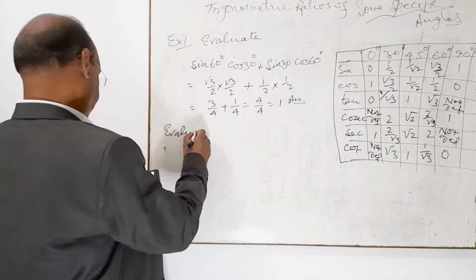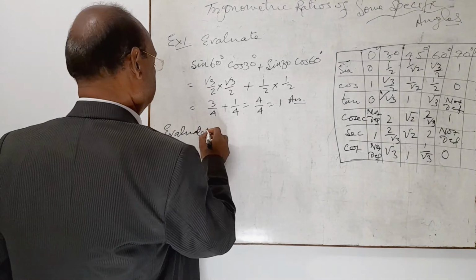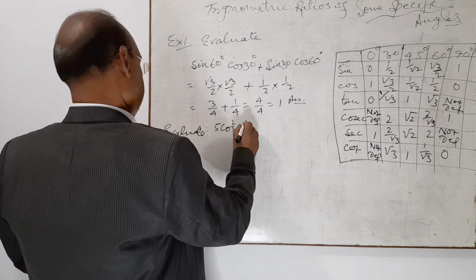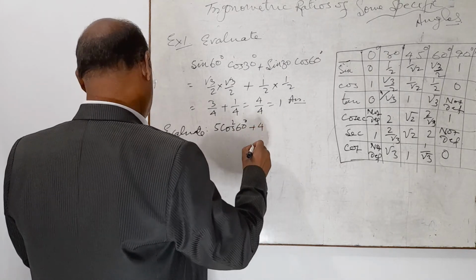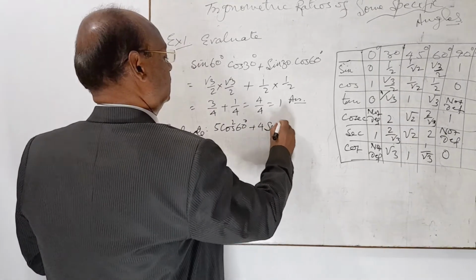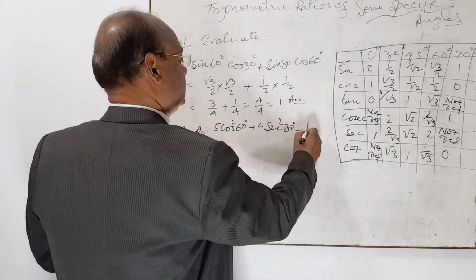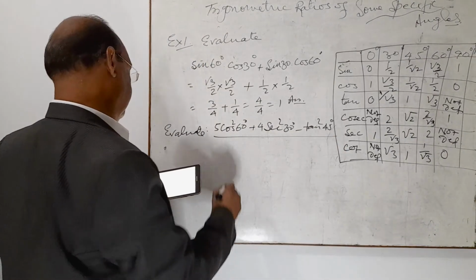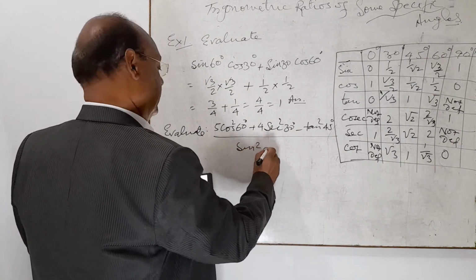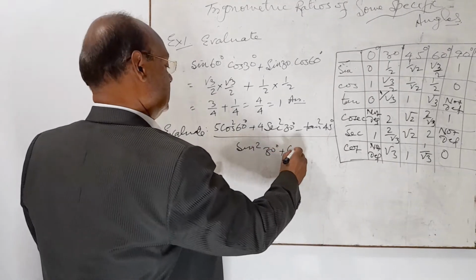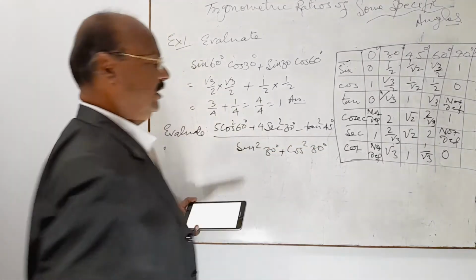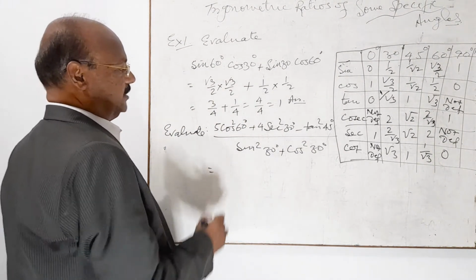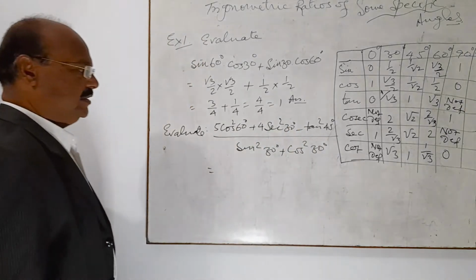Evaluate 5 cos square 60 degree plus 4 sec square 30 degree minus tan square 45 degree, divided by sine square 30 degree plus cos square 30 degree. You can do this question very easily. So let us put the corresponding values of the trigonometrical expressions here.